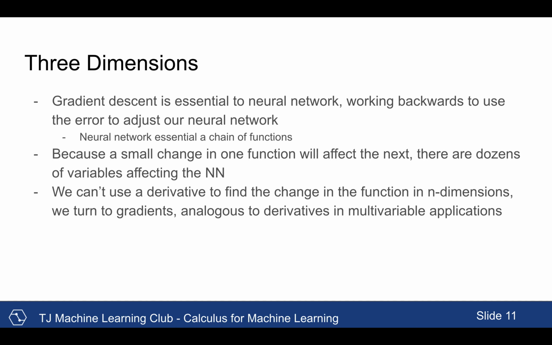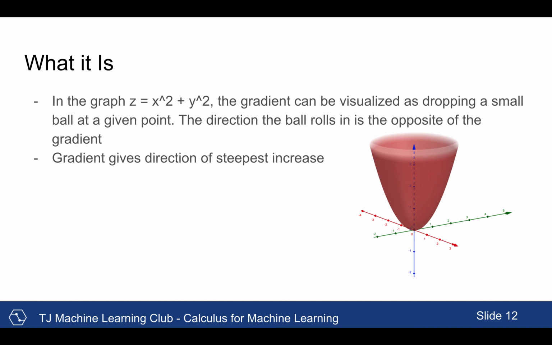So we can't use a derivative to find the change in the function in n dimensions, so we have to use gradients, which are analogous to derivatives, but they can be applied in multivariable contexts. Okay. So we know that a derivative is telling us the rate of change of a curve at a certain point. And that's pretty easy for us to visualize because we often think in 2D. So we're going to look at a 3D application because 4D would get quite complex.